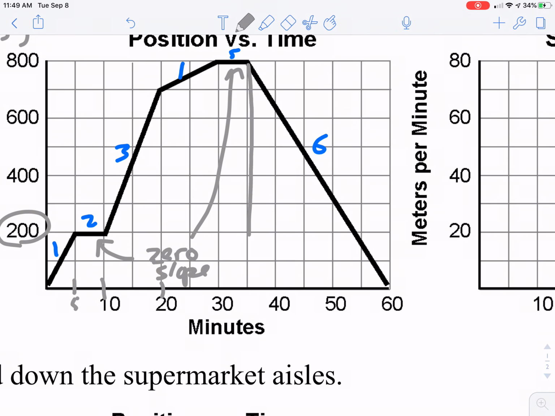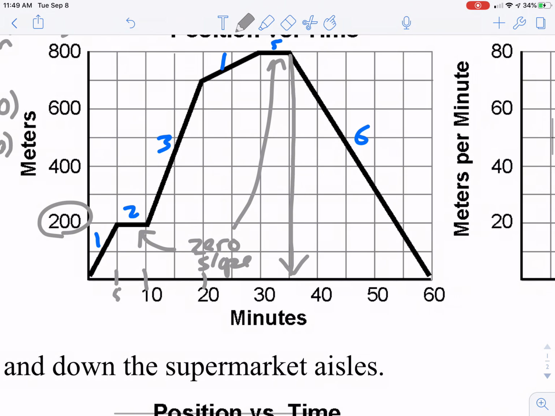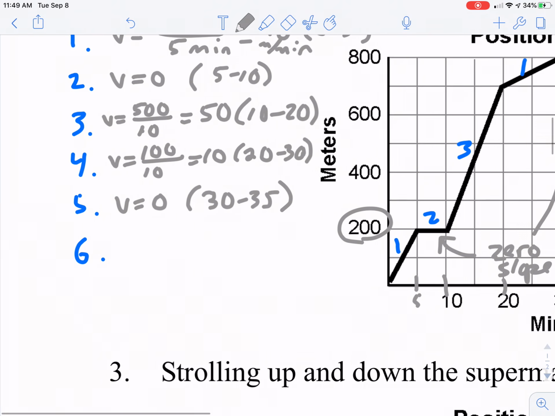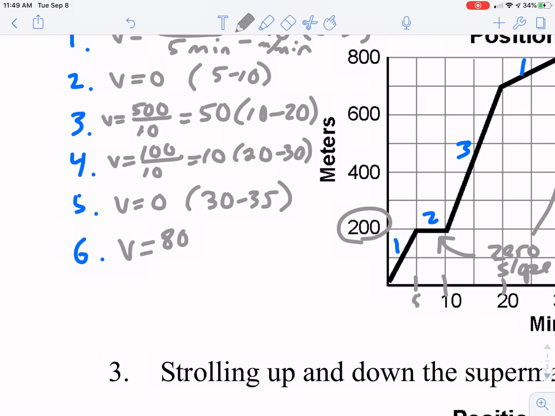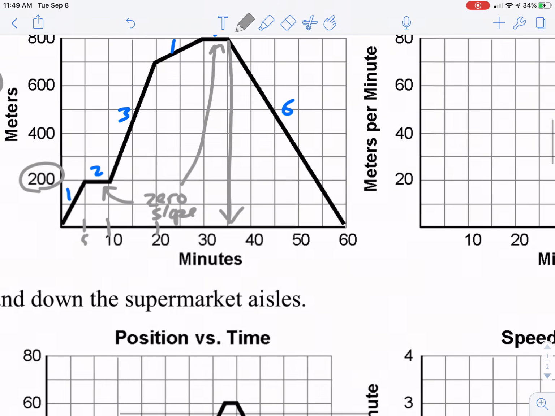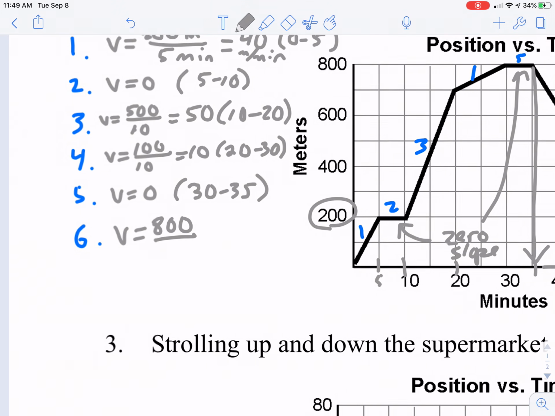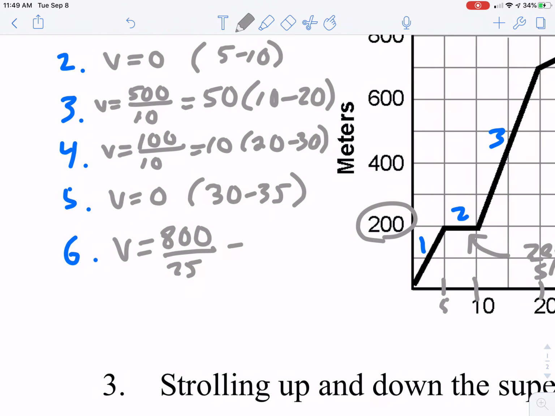The slope, the rise, is a full 800 over the run, which goes from 35 to 60. Okay, so if you subtract those two, 60 minus 35 is 25. Okay, so there's our run. Okay, so 800 over 25 is 32. So we have a speed of 32 meters per minute, and that goes from 35 minutes to 60 minutes.